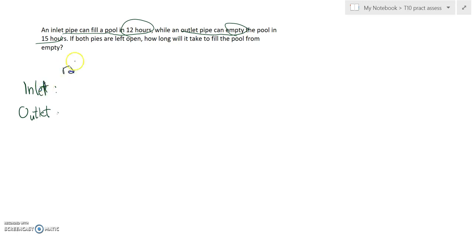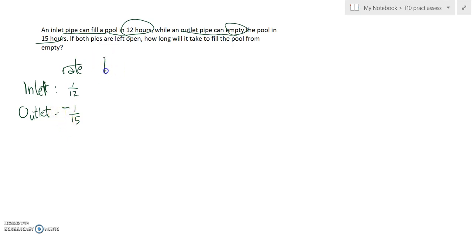So let me think about the rates for these. On its own, the inlet pipe can fill it in 12 hours. So that means in 1 hour, it can get it 1/12 full. The outlet pipe can empty it in 15 hours. That means in 1 hour, it can get it 1/15 empty. So I'm going to treat that as negative filling, because it's emptying it.